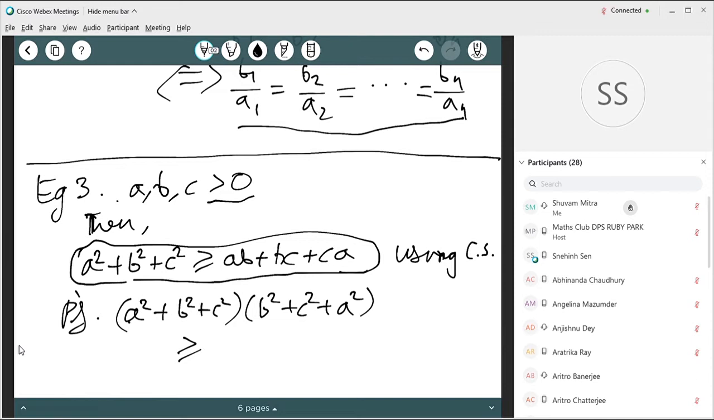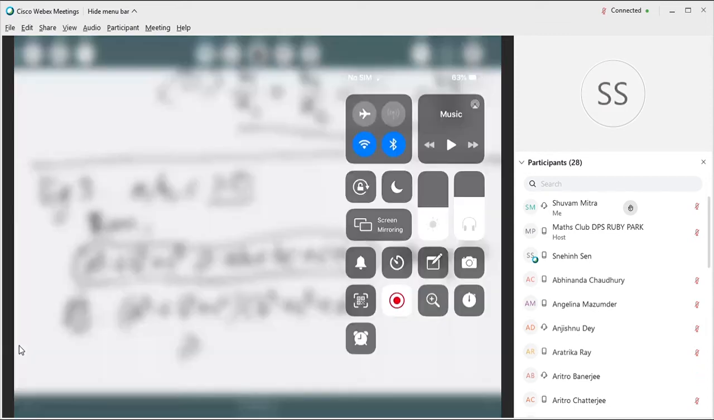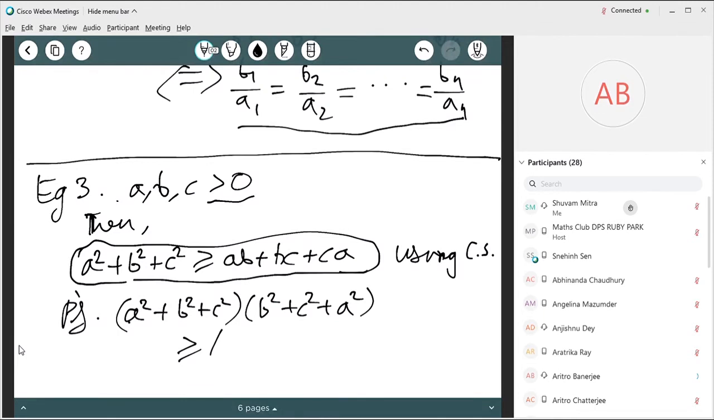Can I share my proof? Yeah, surely. Okay, so let us take A1 equals A, A2 equals B, and A3 equals C. And then B1, B2, and B3 equal to 1. Very good. Yeah, and that will work. So we get 3 times A square plus B square plus C square.